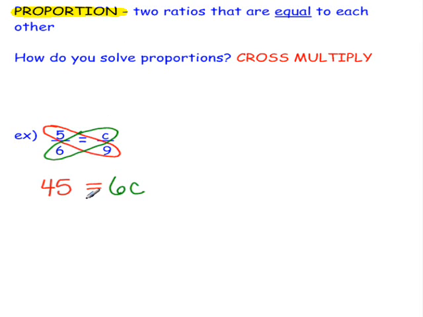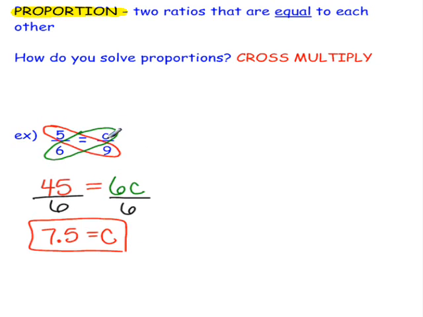Now let's actually solve this. If we were going to get C by itself, we would divide by 6. Divide by 6. And we would have that C equals 45 divided by 6 is 7.5. So that's the number that would be here to make sure that these two fractions actually equal each other. Let me just show you what it would be if you wanted to look. 5 over 6 equals 7.5 over 9.